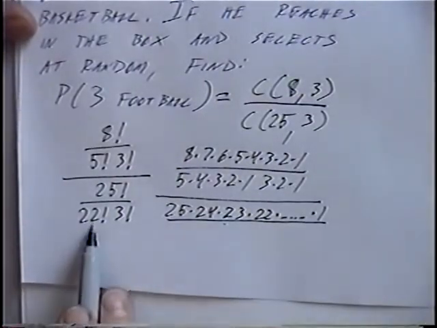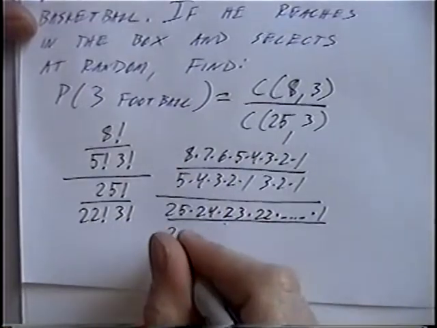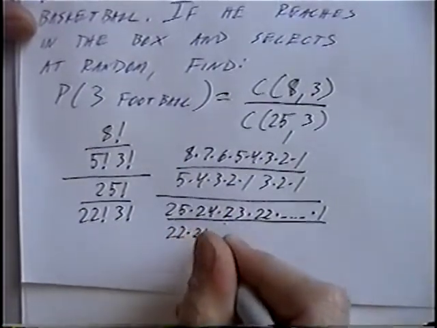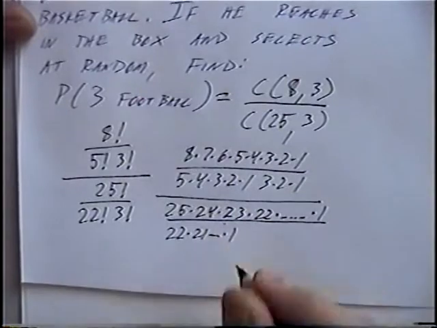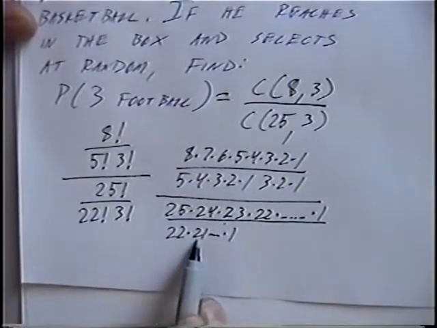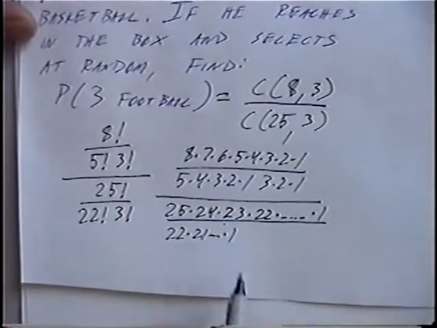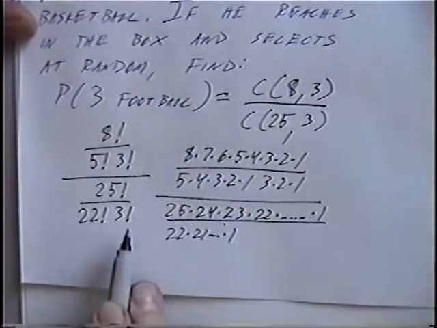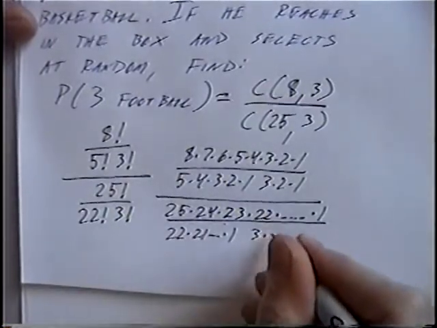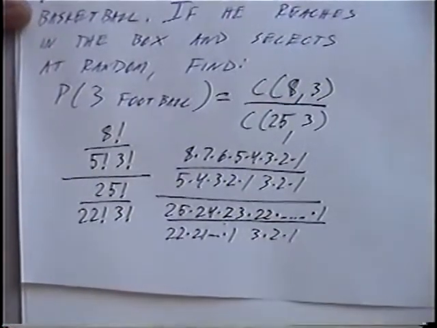For the denominator, we'll have 22 factorial. And again, I'll do 22, 21, and I'll put times down to 1. So we'll have all the numbers from 21 to 1 in there. And again, we'll cross those off in just a minute. 3 factorial would be 3, 2, and 1.